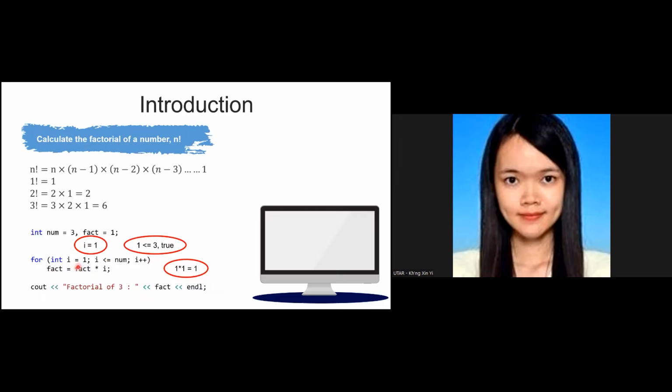Okay. And then after that, we will proceed to do the increment to the i variable. The i will change from 1 to 2. And then after that, we will do the checking again. Is the current i, 2, less than or equal to 3? Yes, of course, this is true. Since this is true, we will enter the for loop for the second time, right?